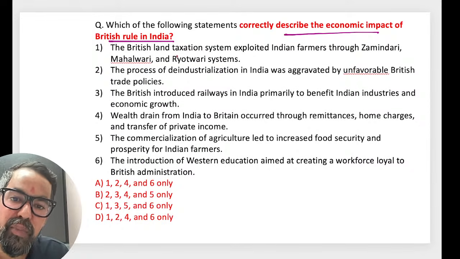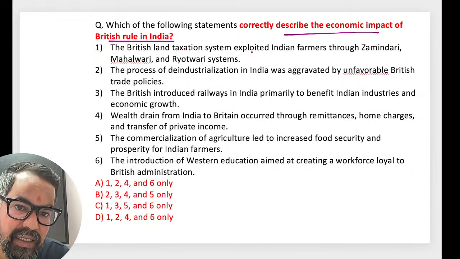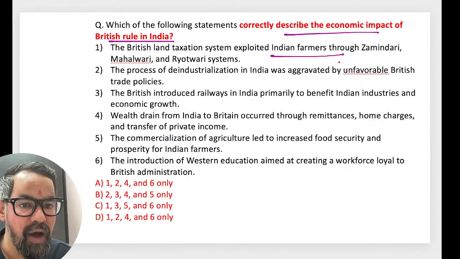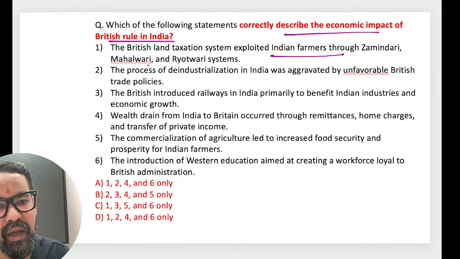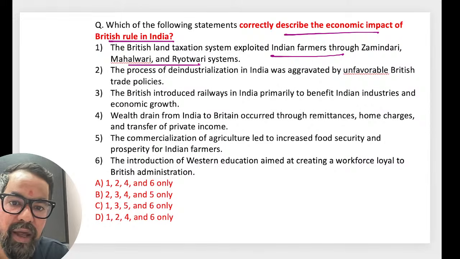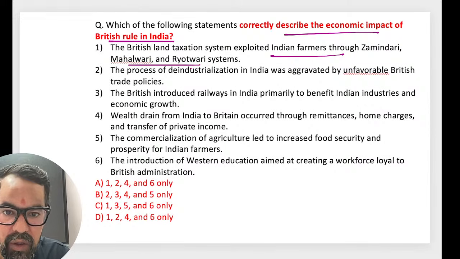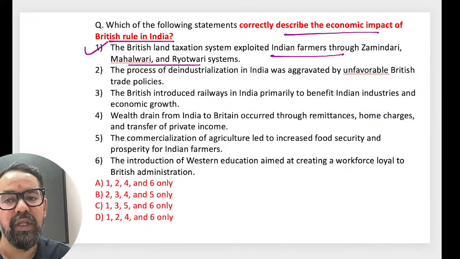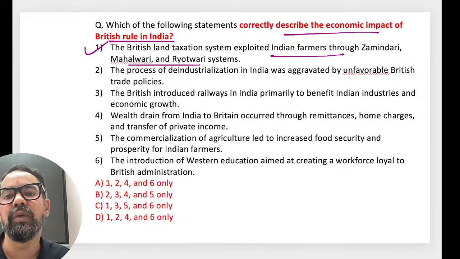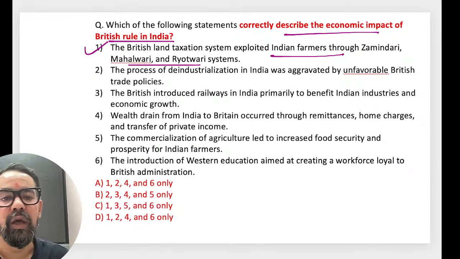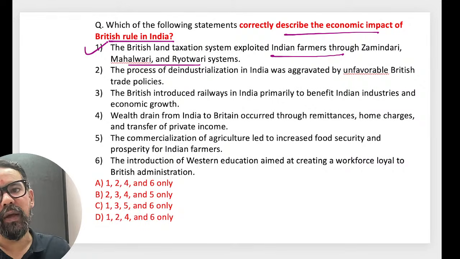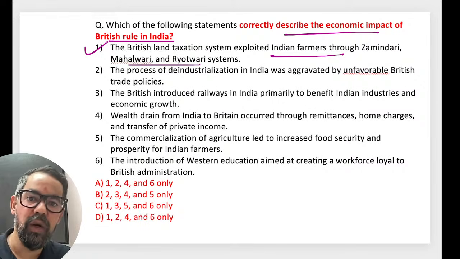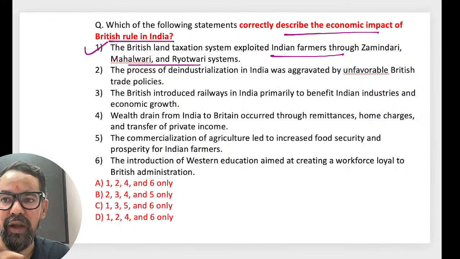ठीक है, so the British land taxation system exploited Indian farmers through the जमींदारी, महालवारी and रैयतवारी systems. ठीक है, these were at the time. ठीक है, so they used to give land to some जमींदार people and the area basically they used to distribute, and the labor, the agriculture farmers and all, ठीक है, they used to work under them. ठीक है, so that was the kind of thing.